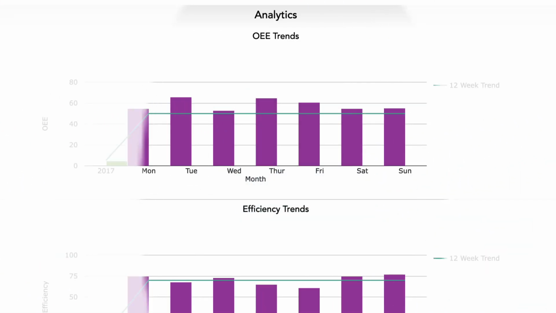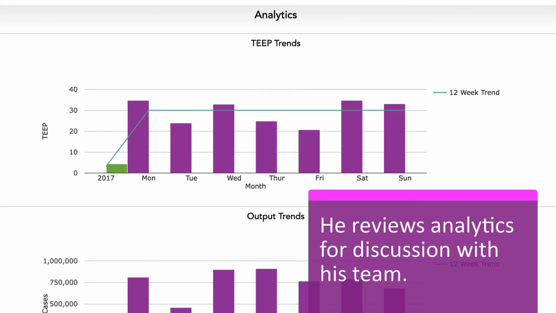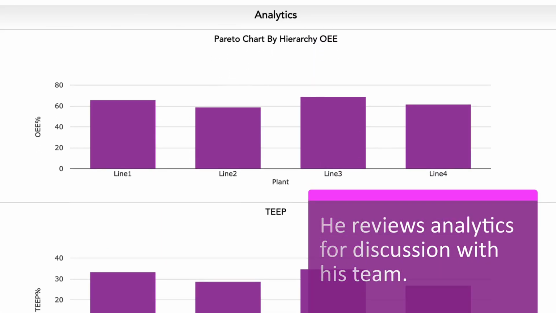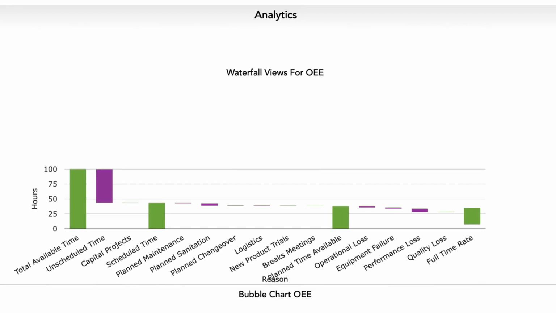At 8:30, the manager prepares for his 9 a.m. production meeting by simply reviewing Able and OneView, which allow him to identify the root cause sequence on the line and provides data relevant to the discussion he'll have with his team during the meeting.